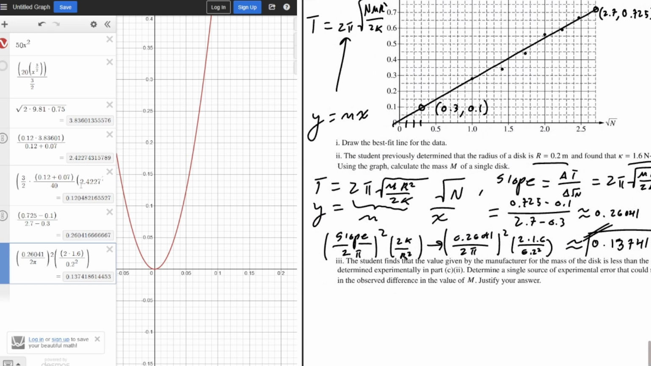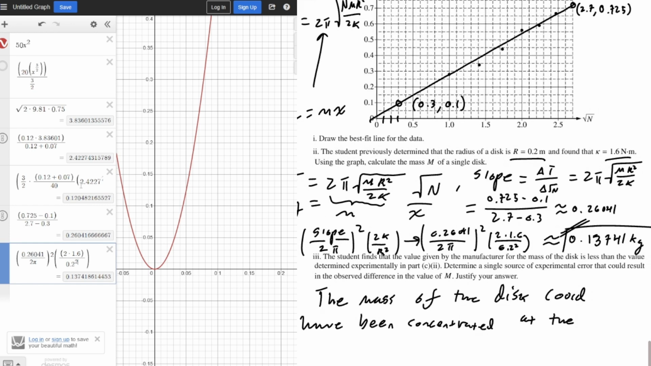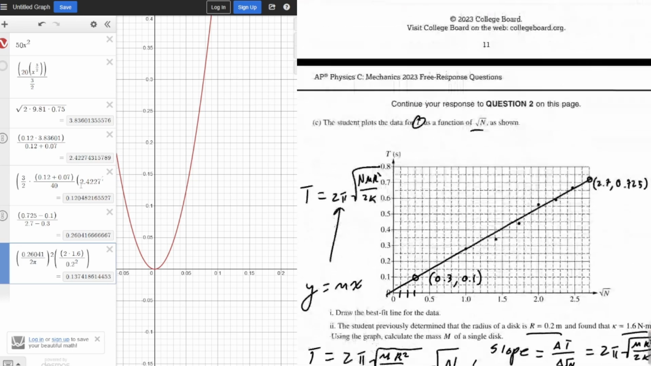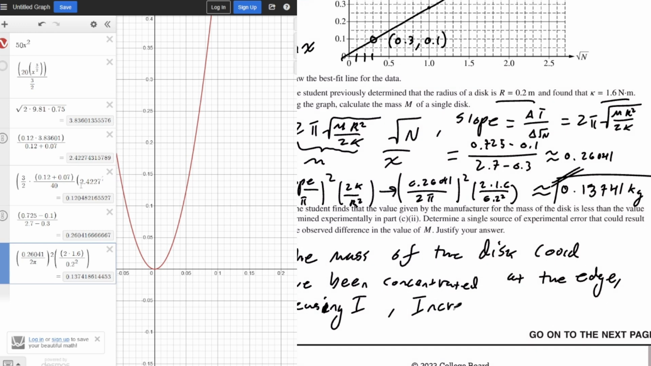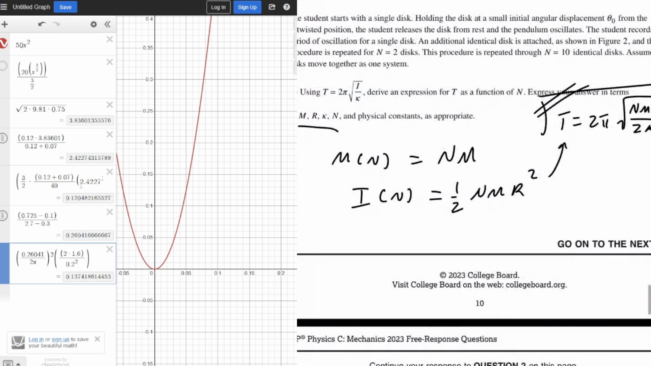We could say, we'll think about the moment of inertia of the disk. The mass of the disk could have been concentrated at the edge, increasing I, which is the moment of inertia, and because it would increase slope, as slope is proportional to the square root of I, and that's from this equation up here, right?